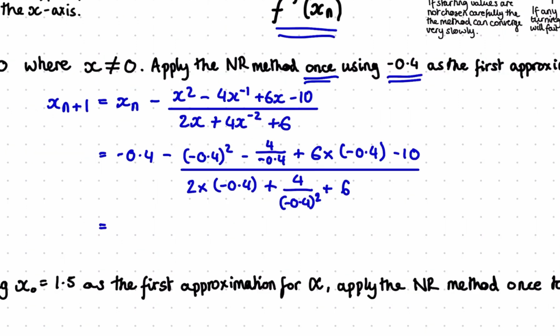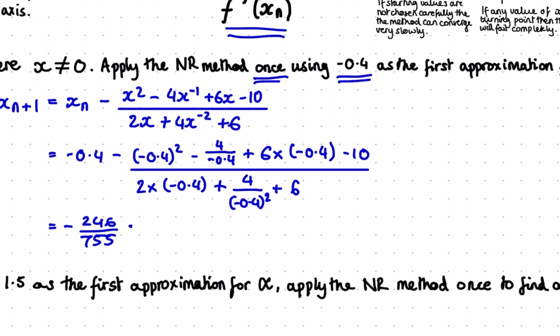This gives us an answer of negative 246 over 755. That's equal to negative 0.325827, etc., which is roughly equal to negative 0.326.